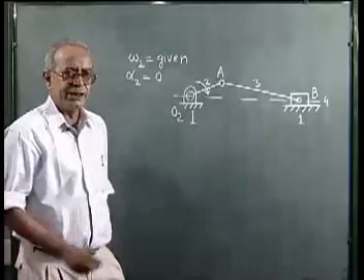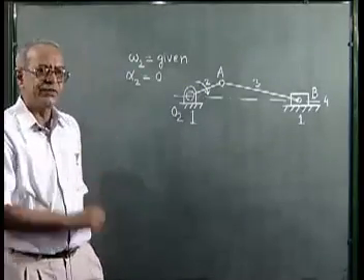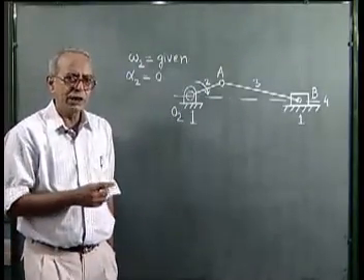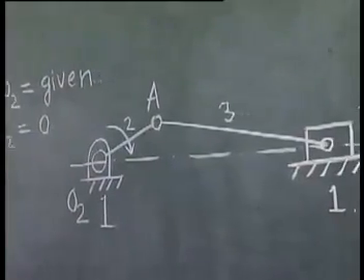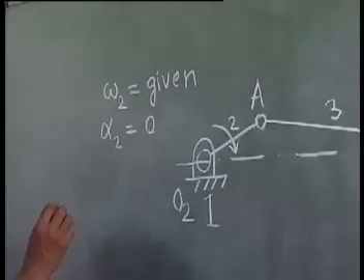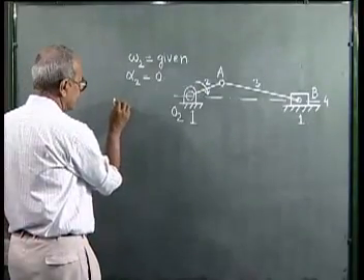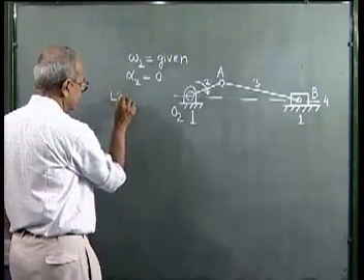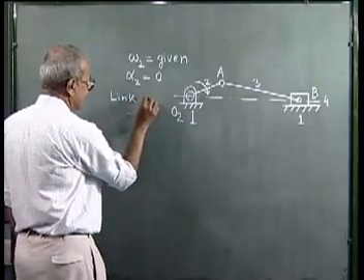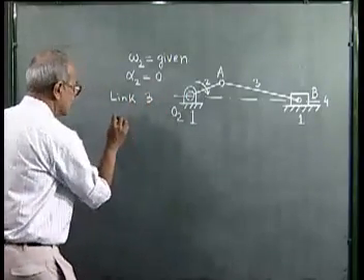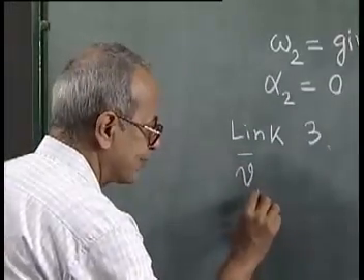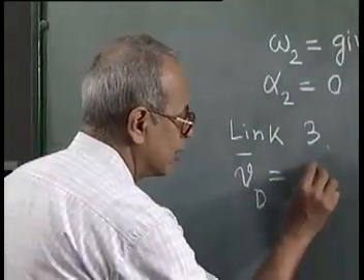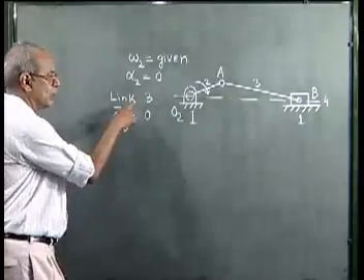The question that is posed is: at this configuration, find the point on the connecting rod that has zero velocity. So the question is, find a point on the connecting rod, that is link 3, which has zero velocity. Let me call that point D. So VD is 0 and D is a point on link 3.